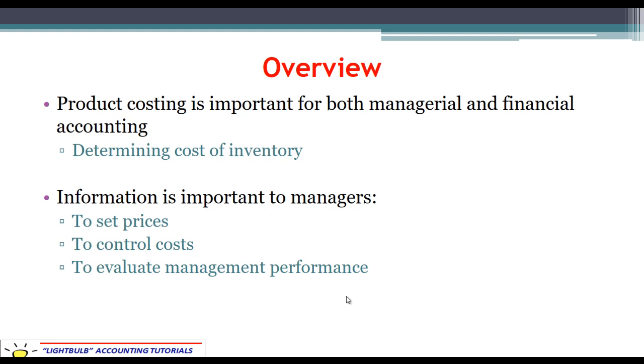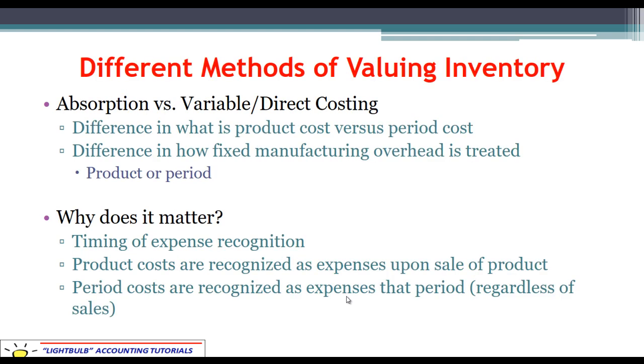So we're going to talk about two different methods. This information is important to managers to help them understand their costs, control them, to set the prices based on the cost, and to evaluate the performance of a particular manager or division or product line for performance evaluation purposes. So again, we have two separate methods we're going to be focusing in on here. The first one is known as the absorption method. The second one actually has a couple of names, variable or direct costing. They're both the same thing there.